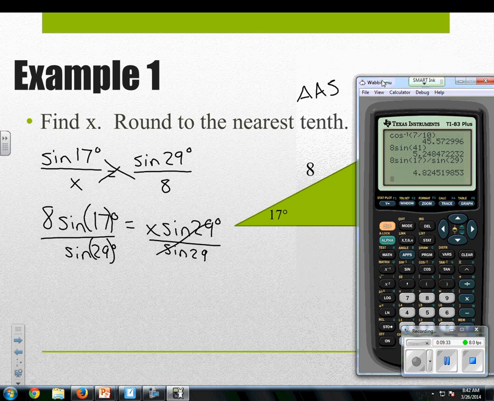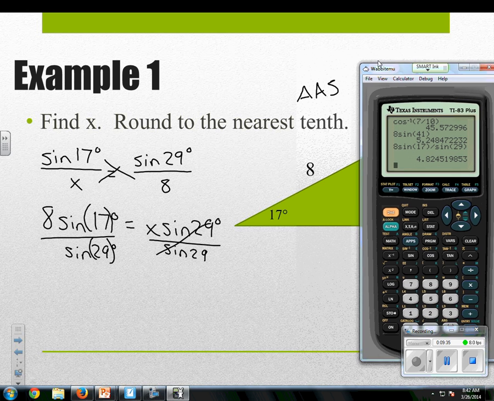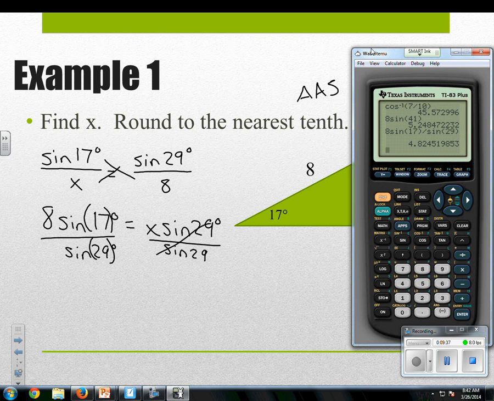And what were we told to round to? So it would be 4.8. Was everybody able to get that now?